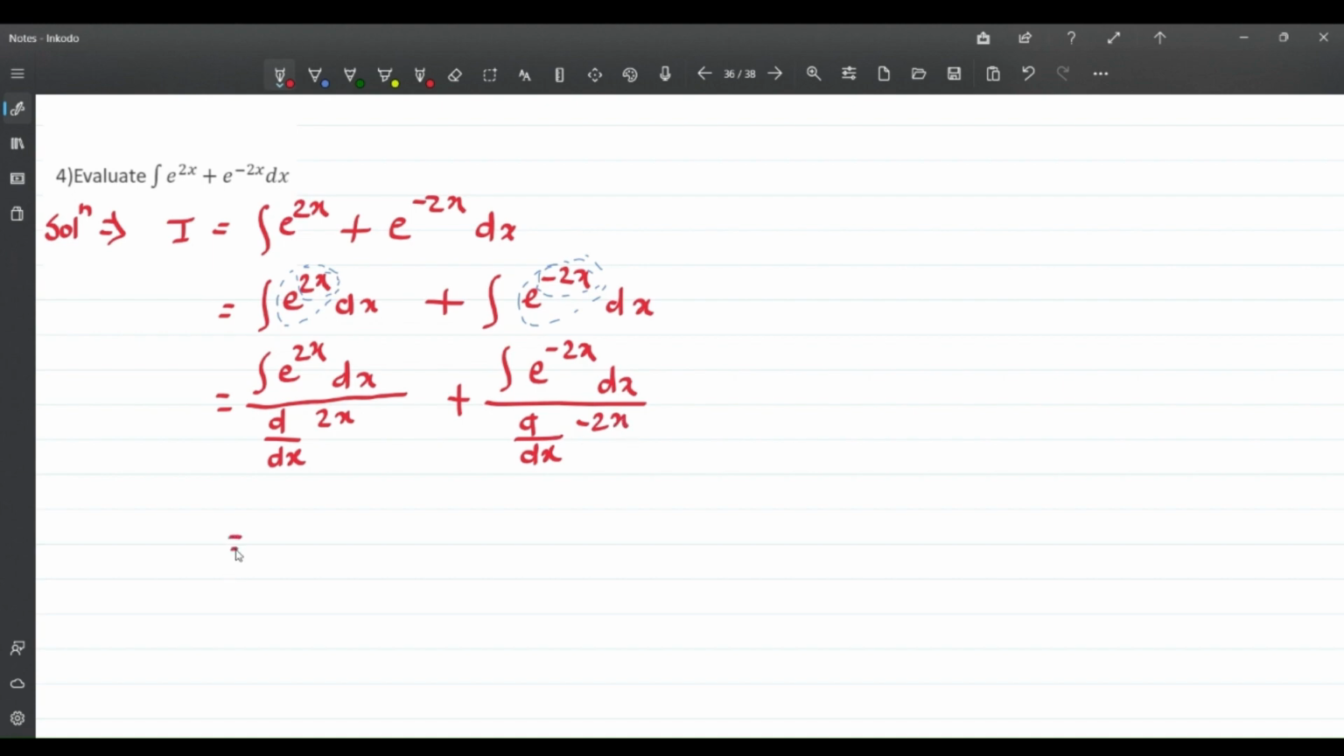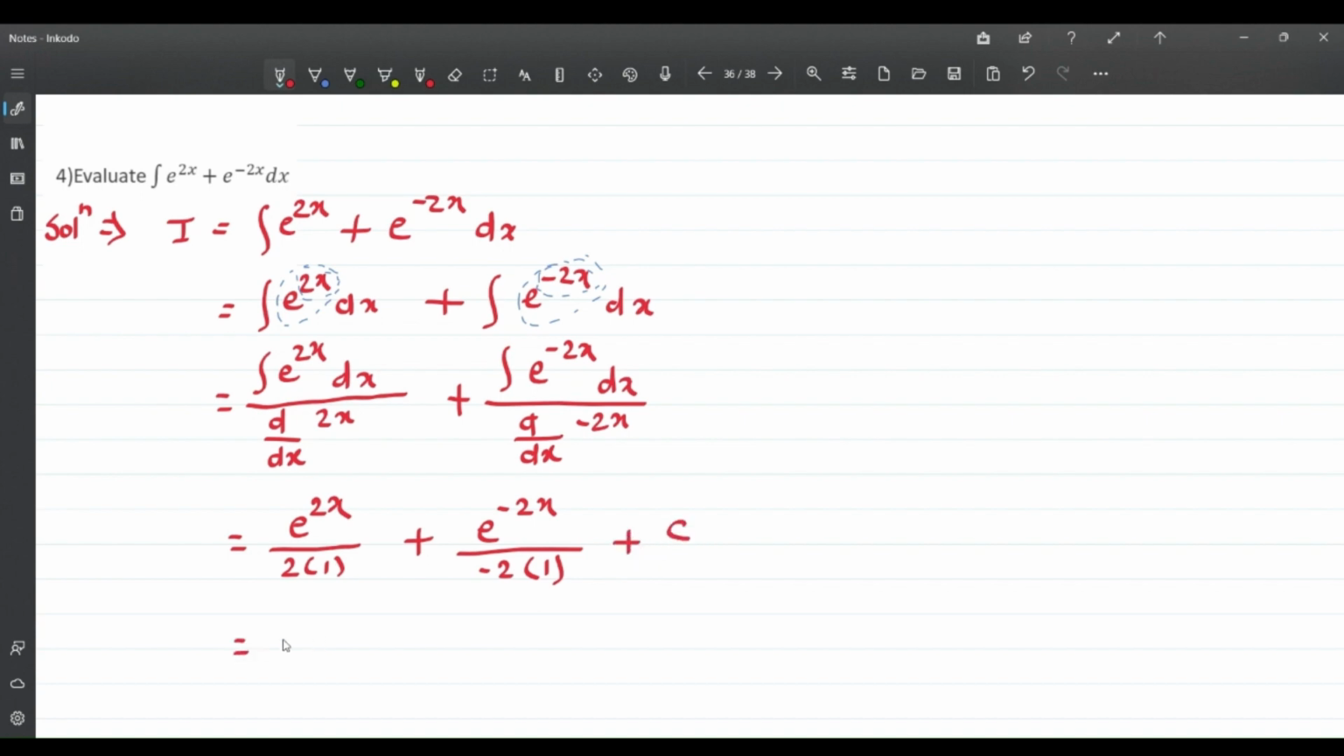So what is the integration? Standard formula for e raised to x is e raised to x. So integration of e raised to 2x is e raised to 2x, divide by 2 is constant and derivative of x with respect to x is 1, plus similarly, e raised to minus 2x integration e raised to minus 2x as it is, divide by this minus 2 is constant and derivative of x with respect to x is 1 plus c.